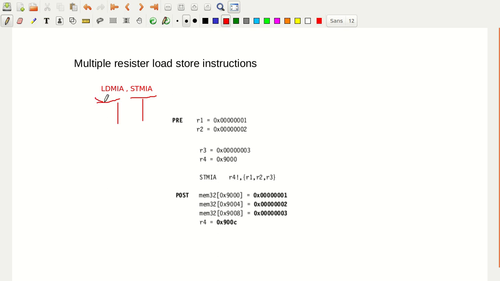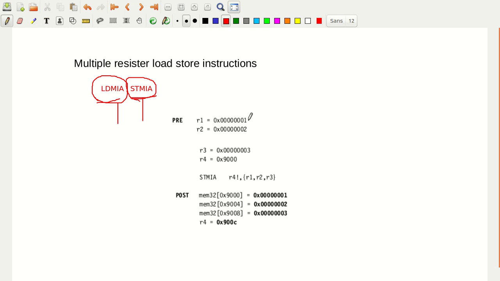Okay, so this is important: load multiple, increment the address. So increment the address after loading. Okay, so here store multiple, increment the address. Okay, so increment the address after loading. So we shall take one example and discuss this one.